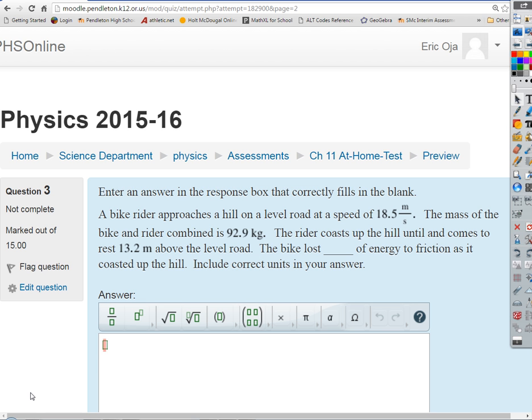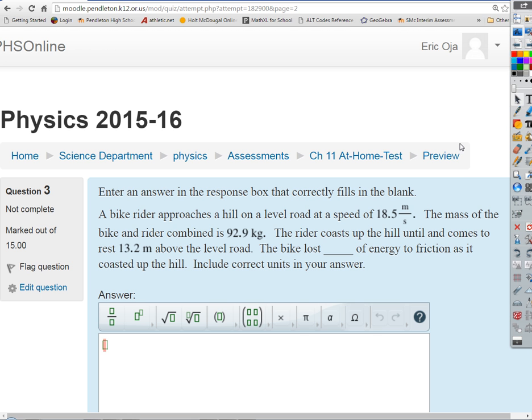So in something like this, if a rider approaches a hill on a level road, and then he's going to coast up the hill, where would you probably set h equal to 0? The bottom of that hill. Bottom of the hill, on the level road, right? Does that make sense? So you're really just solving for h, starting off at 0, and it's going to end up at some value.